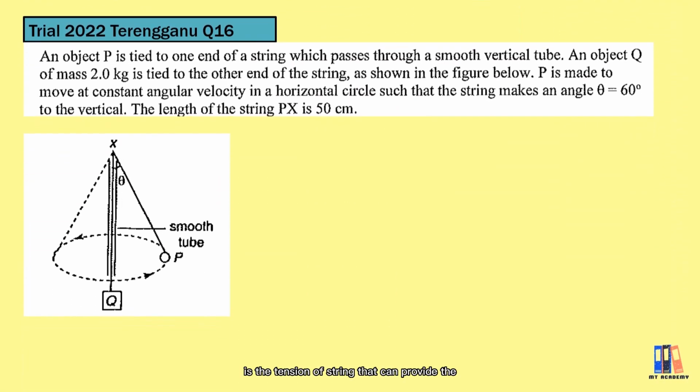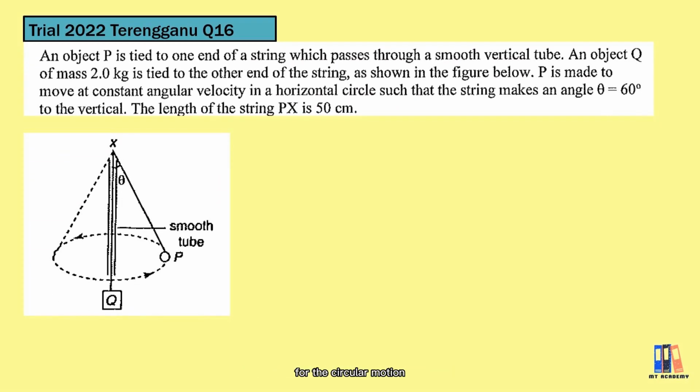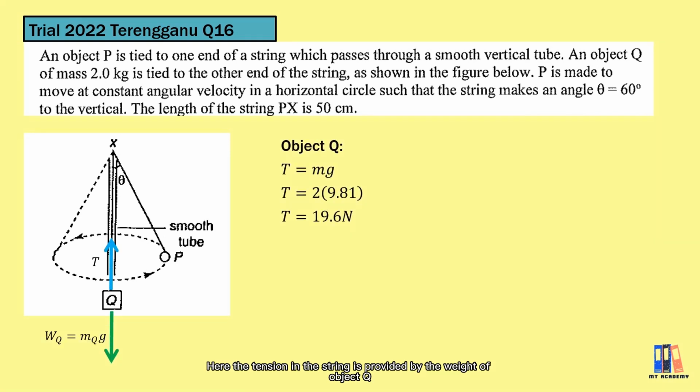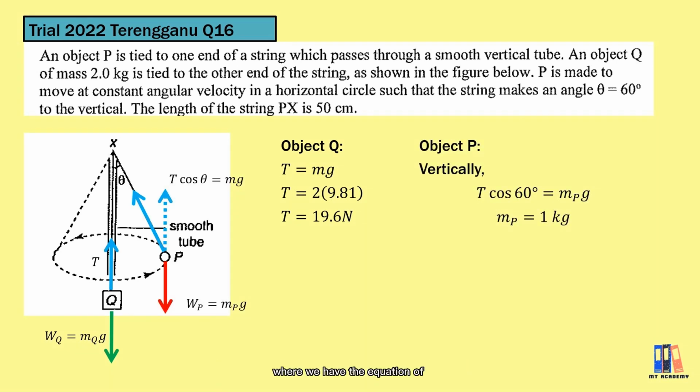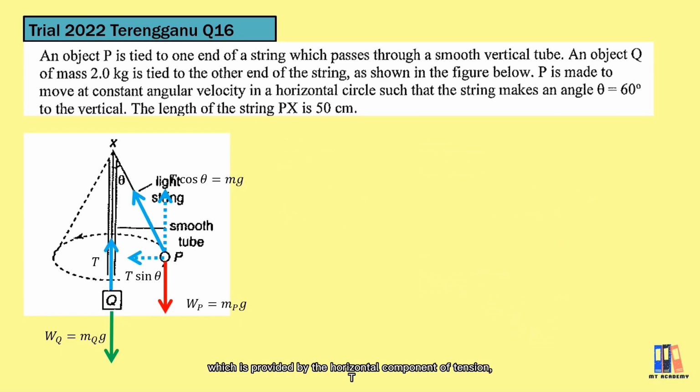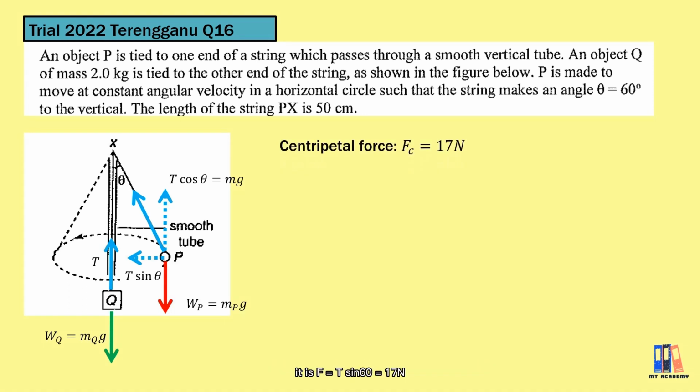One last example is the tension of a string that can provide the centripetal force for the circular motion. Here the tension in the string is provided by the weight of object Q. So the tension in the string is equal to 19.6 Newton. Now, we will focus on object P. Vertically, the weight of object P is supported by the vertical component of the tension in the string, where we have the equation T cos 60 equal to the weight of P. Hence, we can determine the mass of P is equal to 1 kg. Then, we can also determine the centripetal force, which is provided by the horizontal component of tension T. It is T sin 60 equal to 17 Newton.